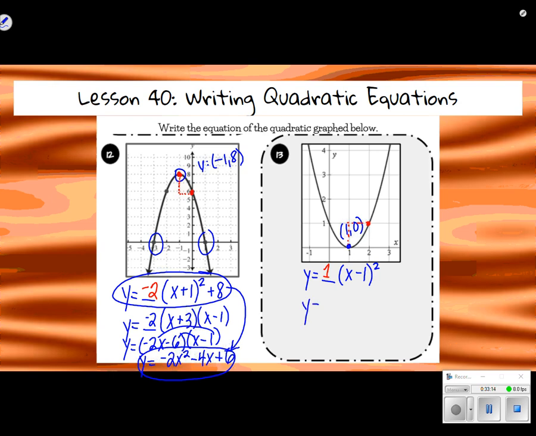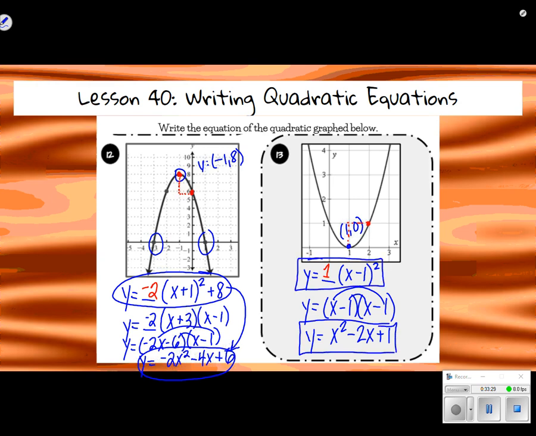So if we wanted to multiply that out and get standard form, we could. x squared, -1 and -1 is -2x, plus 1. So there's the standard form of it, but the vertex form is right there.